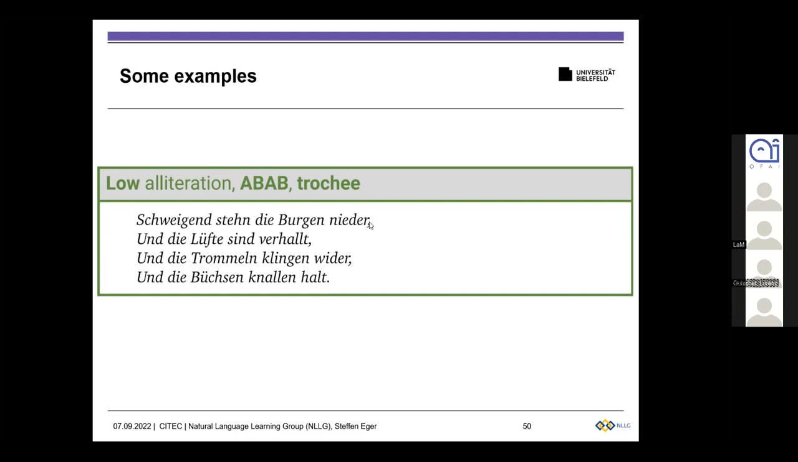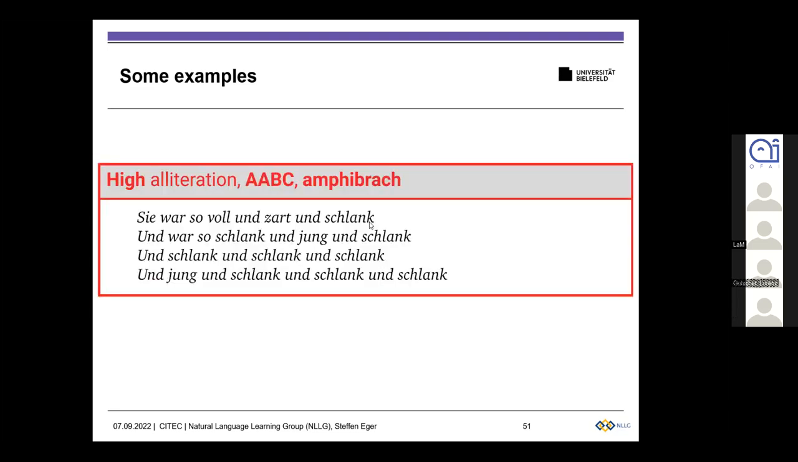So again, makes sense. But there are of course also cases, as we have seen, not in every case is our model correct, so there are also cases where it doesn't work. So we have this poem here, "Sie war so voll und zart und schlank und war so schlank und jung und schlank und schlank und schlank."